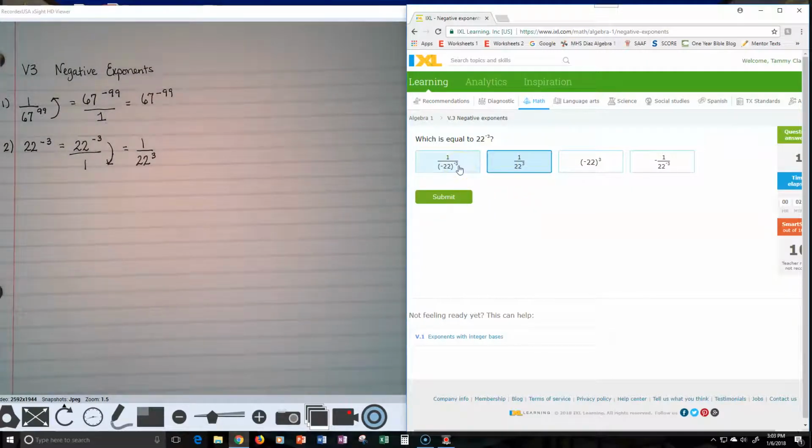This would be incorrect because it's not in the right position. This would be incorrect also because it's not in the right position. And this is completely different from what we have here.